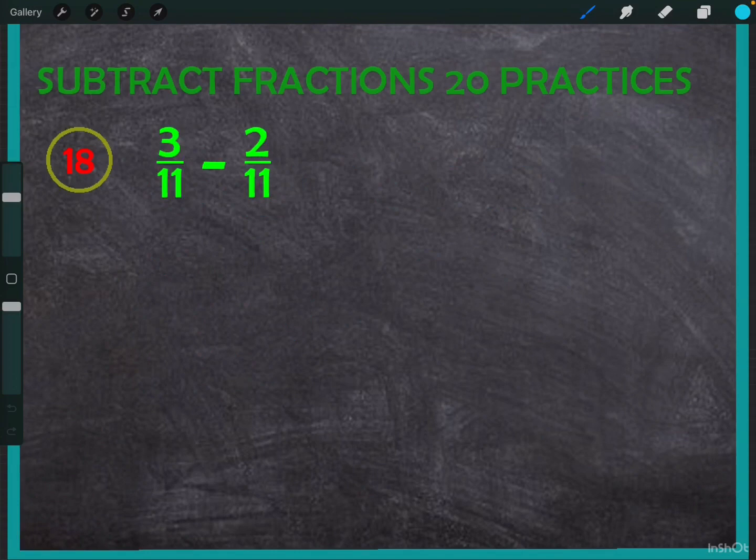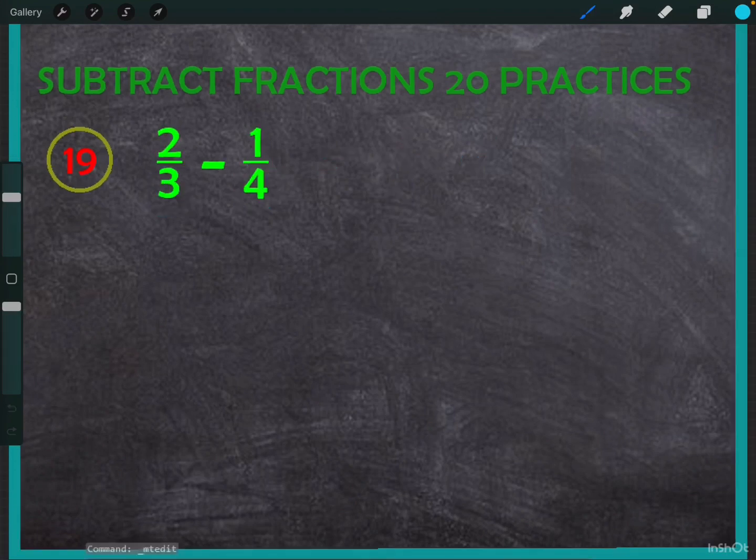For practice number 18, we have 7 over 11 subtract 2 over 11. These two fractions have the same denominator, which is 11. So we just go ahead and subtract them. We write the denominator again, and we subtract the two numerators. 3 subtract 2 is 1. 1 over 11 is the answer.